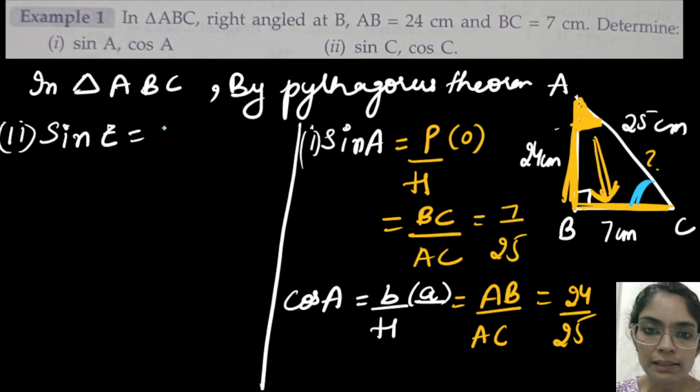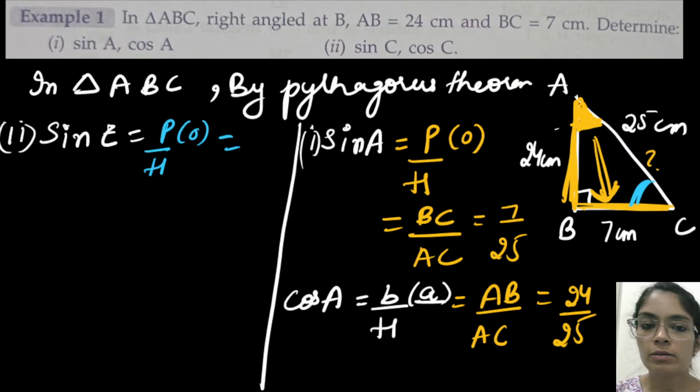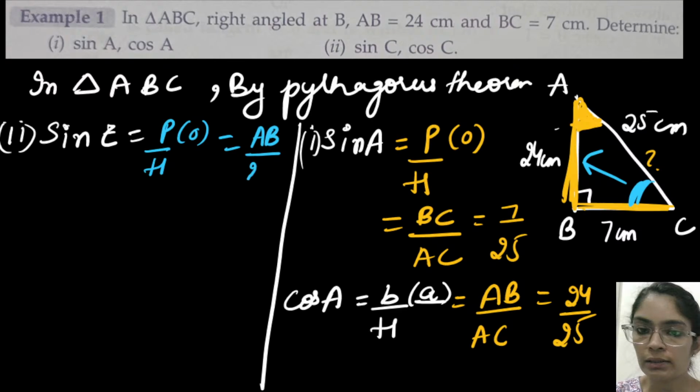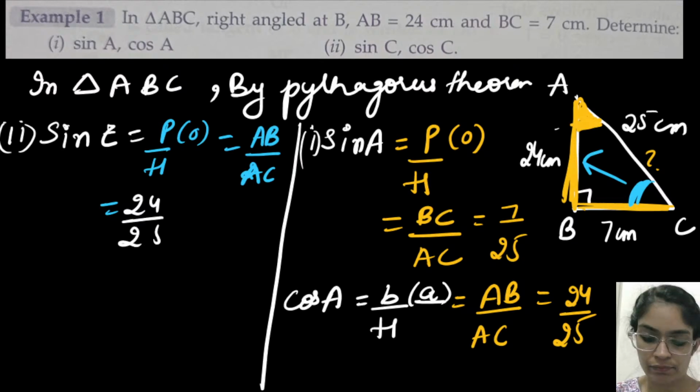The sine formula is perpendicular by hypotenuse, and perpendicular is the opposite side. With respect to C, which one is the opposite side? The perpendicular side is AB. Opposite to angle C is AB and the hypotenuse is AC. So the answer is 24 by 25.